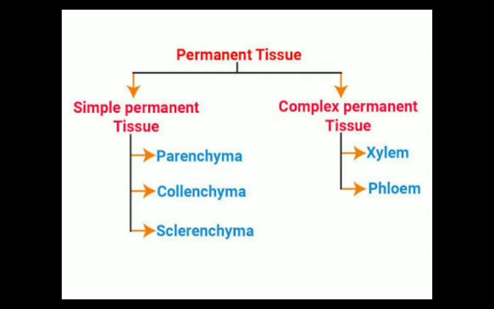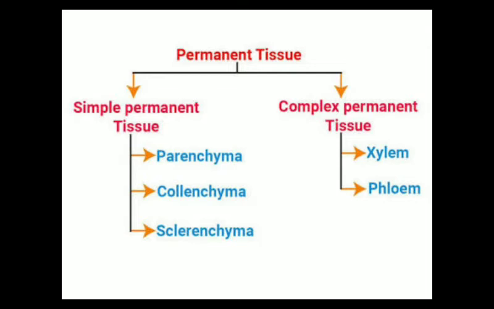Good morning students. In this video we'll study about the permanent tissue. What is permanent tissue? The plant tissue which have lost their ability to divide. Such type of tissue is known as permanent tissue. This permanent tissue is further divided into simple permanent tissue and complex permanent tissue.